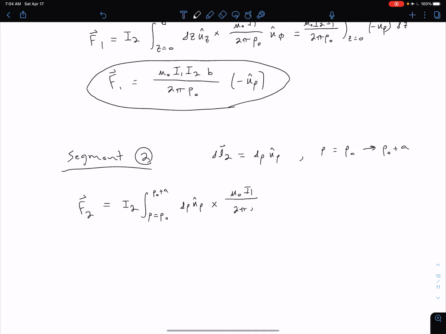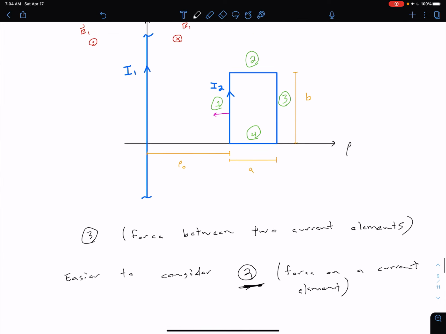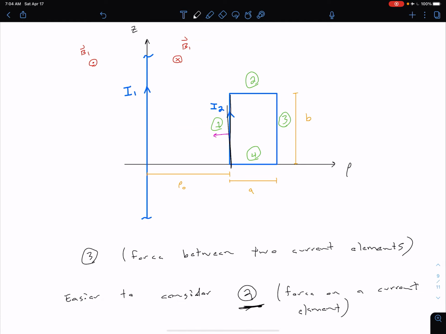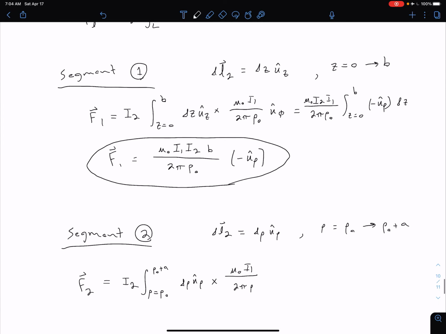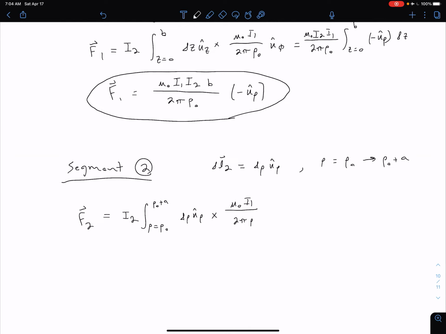And in this case, I'm going to leave this as a variable rho. The reason is because if we look at segment 1, our rho was always constant. We were always the same distance away. But here, our rho distance is going to be changing depending on where we're at on segment 2. So we want to leave that rho as a variable. And of course, that is in our phi direction.